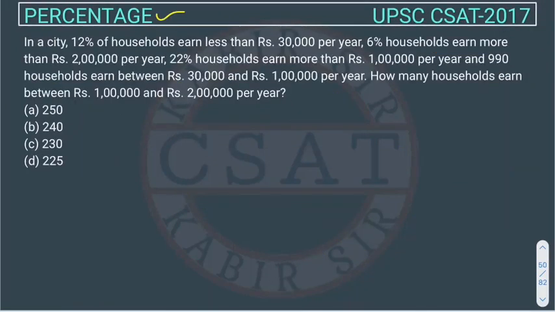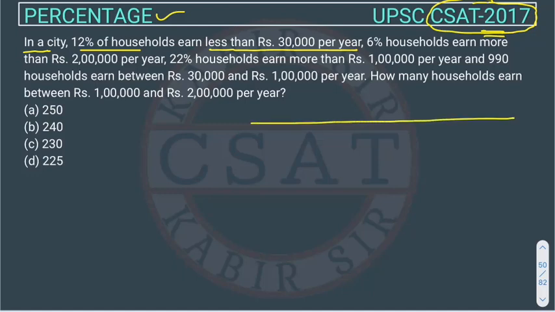This is the question of percentage asked in UPSC CSAT 2017, right? So this is a good question. In a city, 12% of the households earn less than 30,000 per year, right? So draw a line. Now this is 0 and this is 30,000, right? So it's saying 12% of the households earn less than that. So from this to this will be 12%. This is given, right?